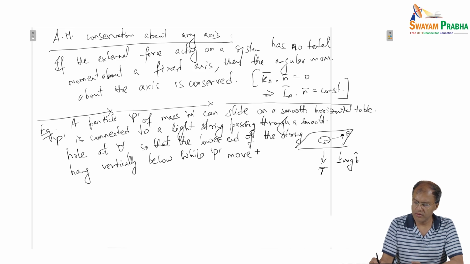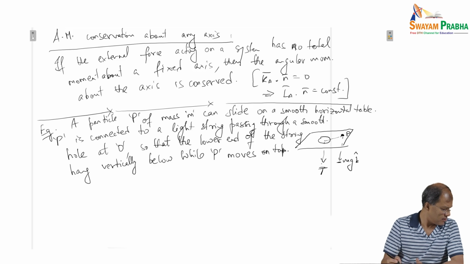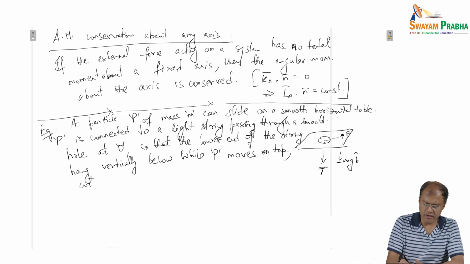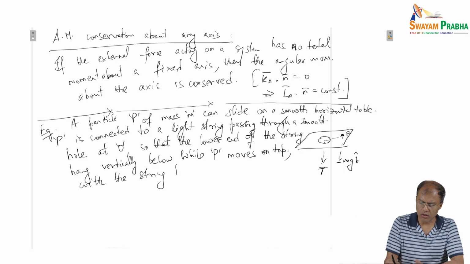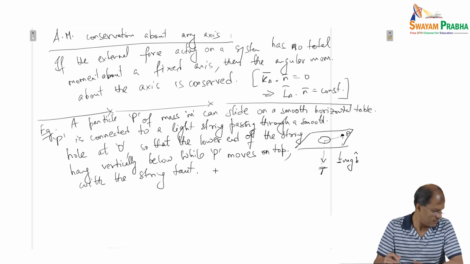P moves on top. Essentially, when I talk about movement, the particle is rotating. It never leaves the surface of the table, right? So it moves on top with the string taut, right? So we don't want the string to be slack at any given point of time.